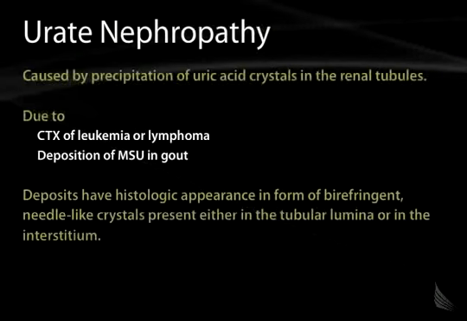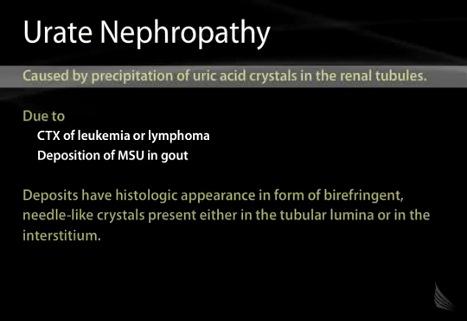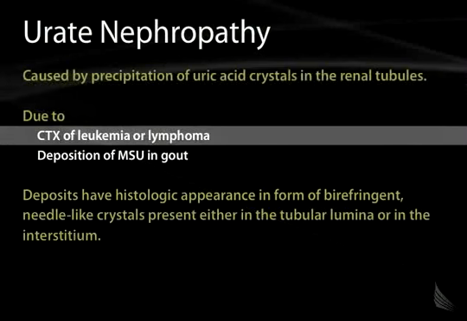A third type of tubulointerstitial nephritis is what we call urate nephropathy. This is caused by precipitation of uric acid crystals in the renal tubules. You typically see this in two different diseases. One is in people who have leukemia or lymphoma who get chemotherapy.